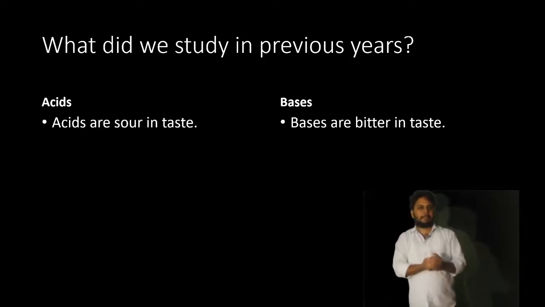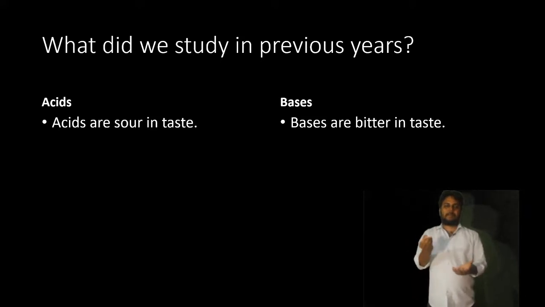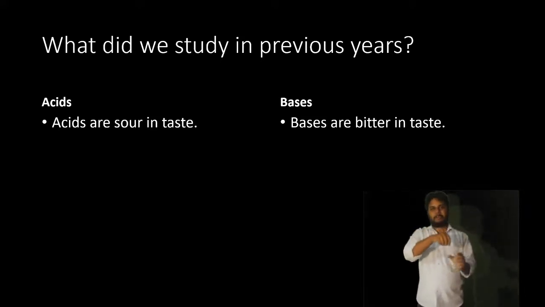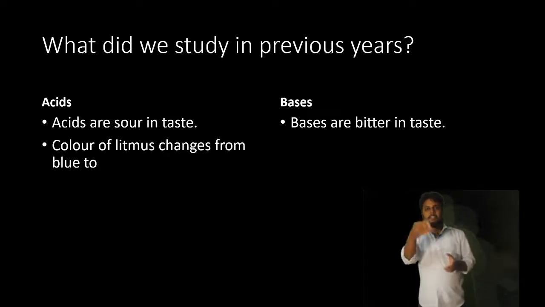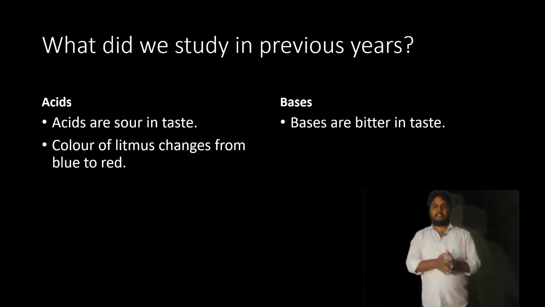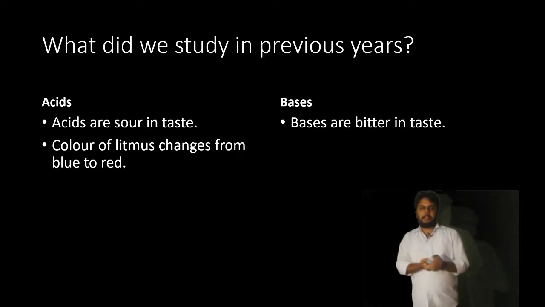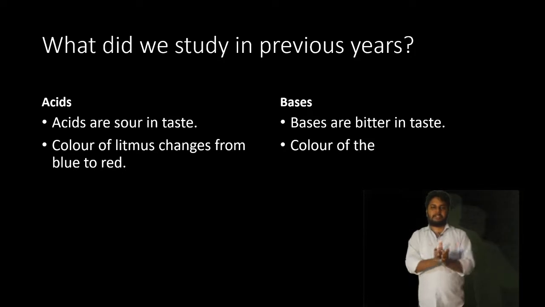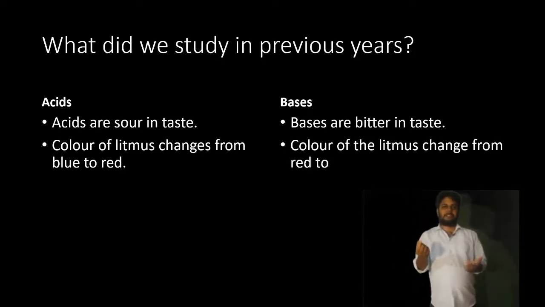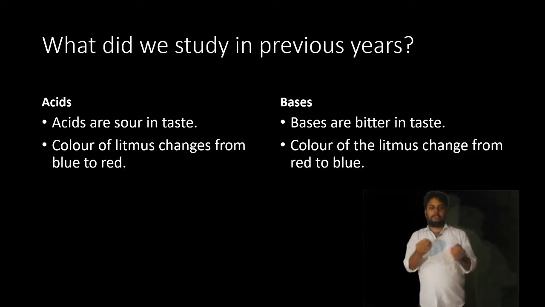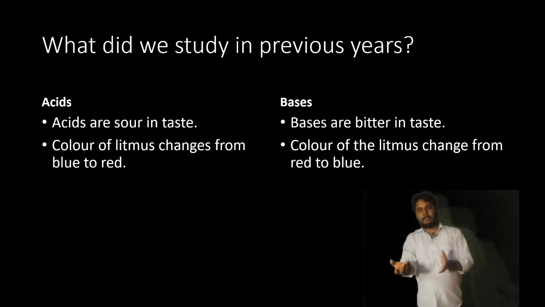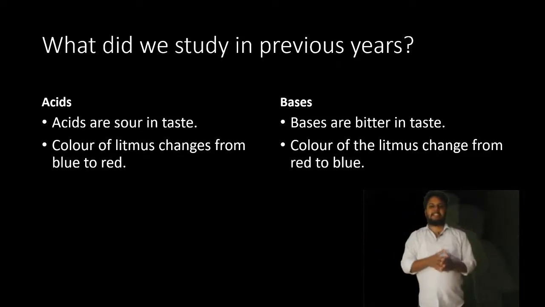You will take a litmus paper and dip it into the acid solution. If the blue litmus changes to red, you identify it as an acid. If you take a base in a beaker and dip a litmus paper into the base solution, and you observe a change in color from red to blue, this indicates it is a base.